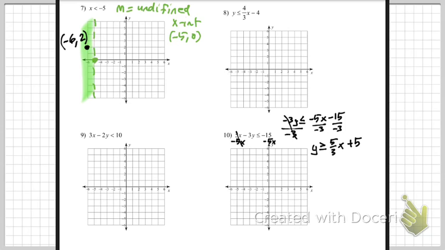Now, to graph this, we need our slope. My slope is 5/3. We need our y-intercept, which is 0, 5. We need to talk about the inequality sign going on here. This inequality sign is going to be a solid line because it's got the equal to on the bottom. And it's a greater than sign, which means I'm going to shade above.